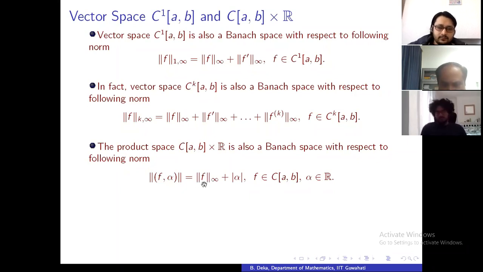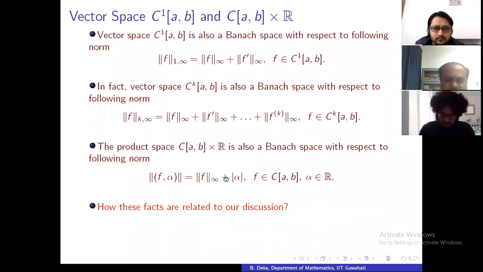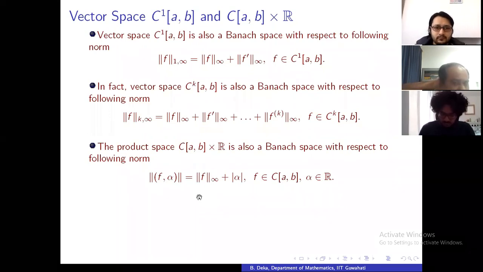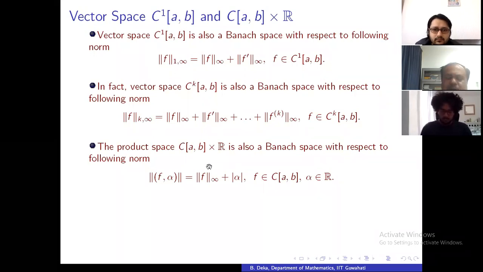So you can define a norm over f, that is the supremum norm, the infinity norm, and then the magnitude of alpha is nothing but mod of alpha. This can be defined for all f belonging to C[a,b] and alpha belonging to R. And in fact, one can see that this is also a Banach space. So what we have: C^1[a,b] is a Banach space, then the product space C[a,b] cross R is also a Banach space. The norm over C^1[a,b] is given by this, and the norm over C[a,b] is given by the infinity norm.